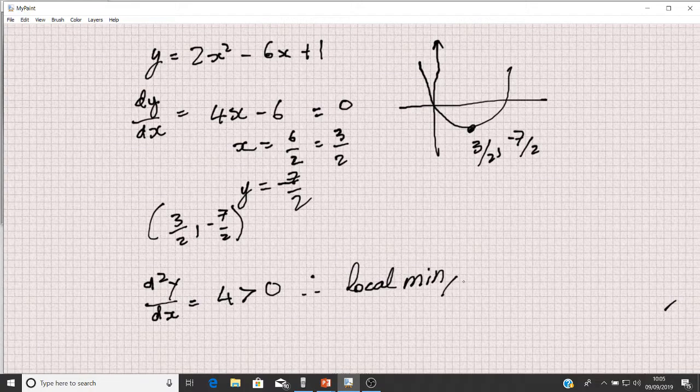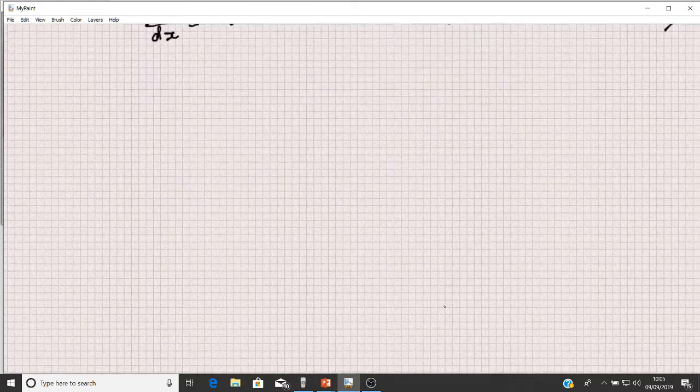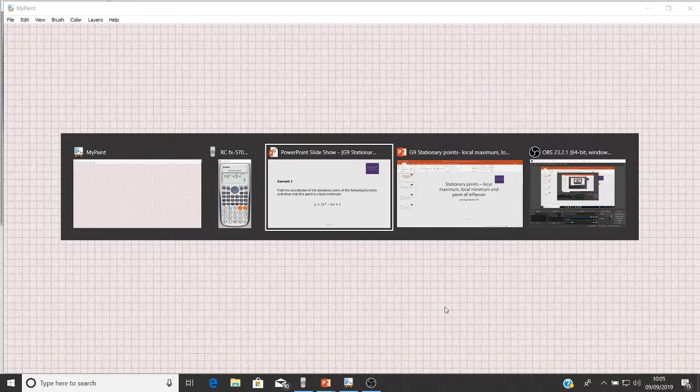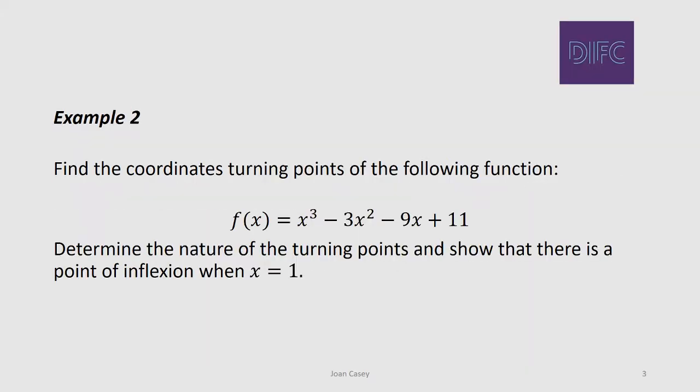Okay, so that's the first example, a simple quadratic equation, and we'll now move on to the next example. So example 2: find the coordinates of turning points for the following function. We're given a cubic equation, x cubed minus 3x squared minus 9x plus 11, and determine the nature of the turning points and show there is a point of inflection when x equals 1.